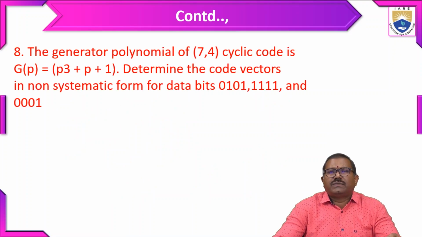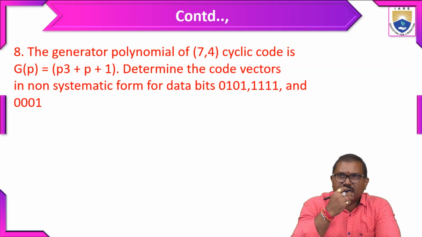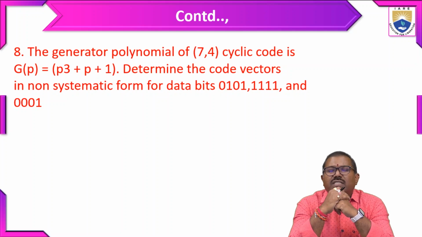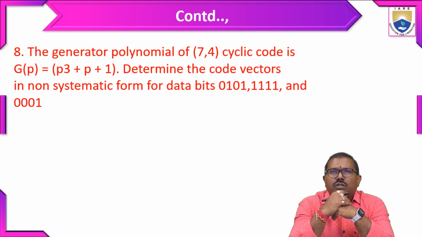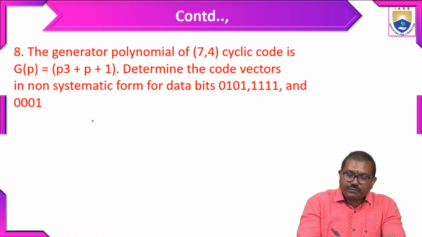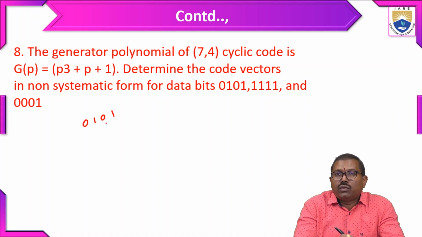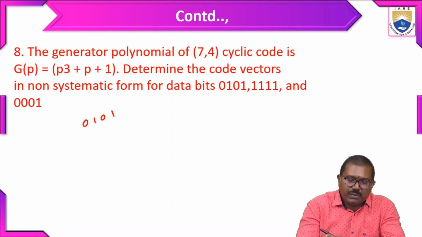Next one is the 8th problem. The generator polynomial of a (7,4) cyclic code is G(P) = P^3 + P + 1. Determine the code vectors in non-systematic form for the bits 0101, 4 ones and 3 zeros. Okay, simply you can do this. We are considering the first one. So this is the data bits or message.